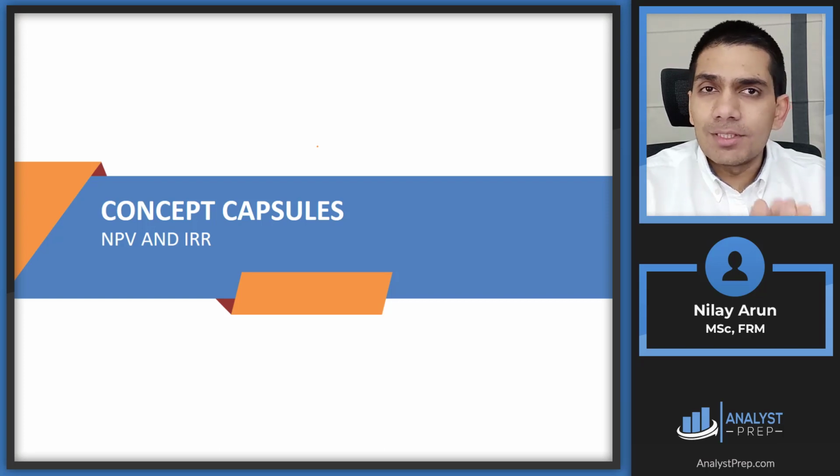And we look at a couple of examples as well on how to solve this and how to use the BA II Plus calculator to be able to solve the NPV and the IRR.